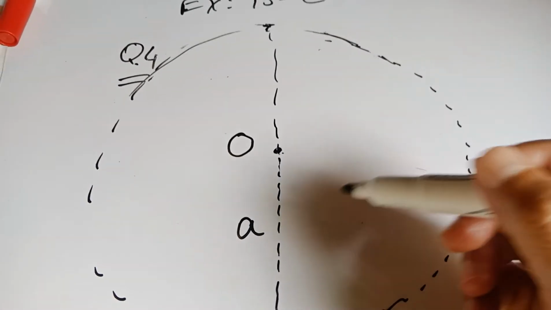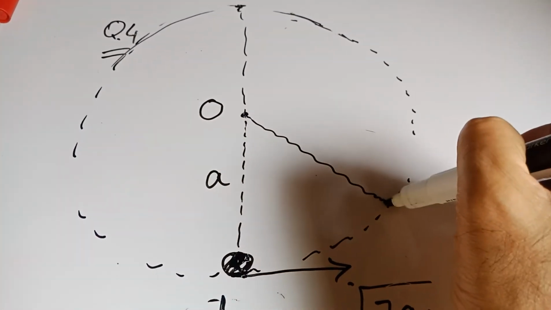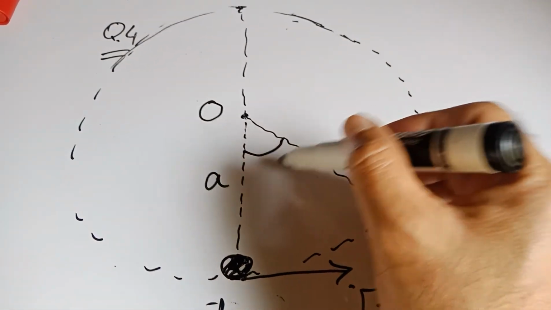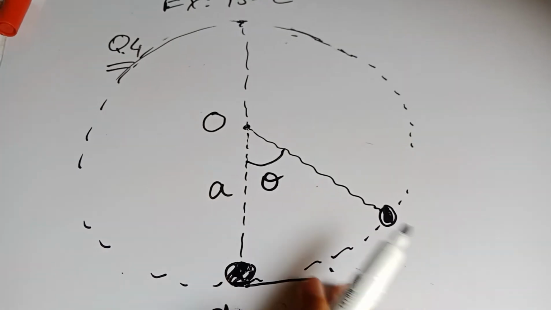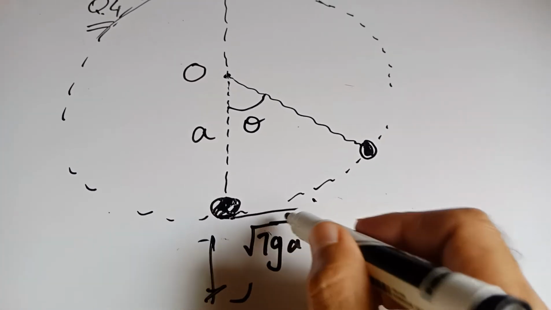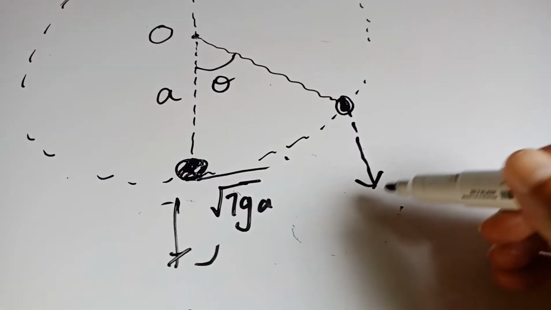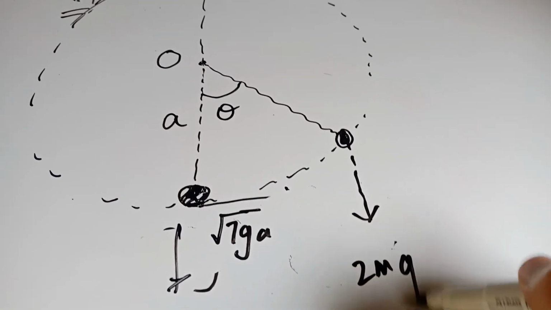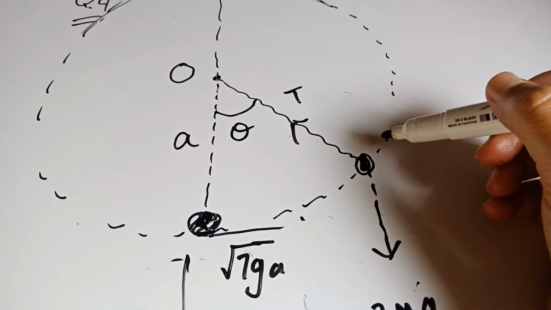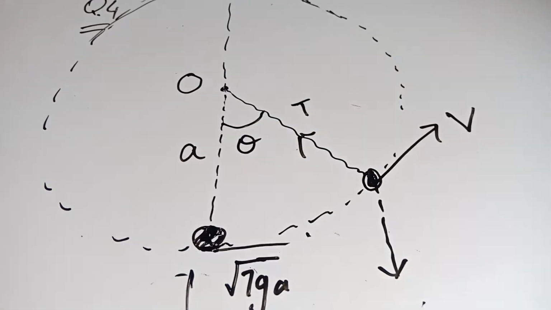Okay, so let me first of all show you its general situation over here. Generally, when this particle has rotated by an angle of theta, its initial speed is the square root of 7ga. Then here is its weight, which is going to be 2mg. This is the tension in the string, that is what we have to find, the greatest and the least tension. And at this moment, its speed is v.